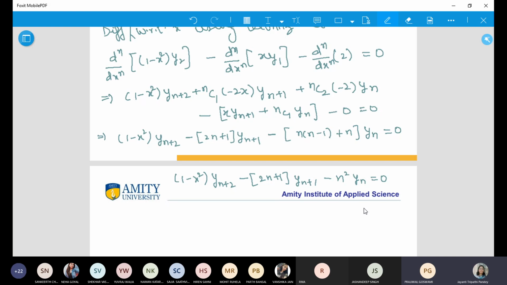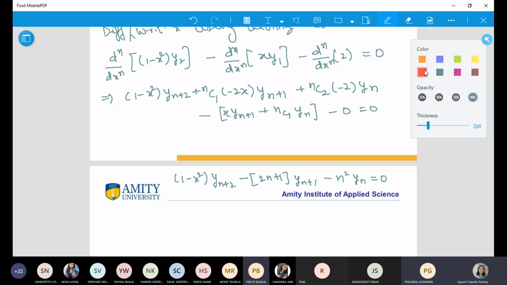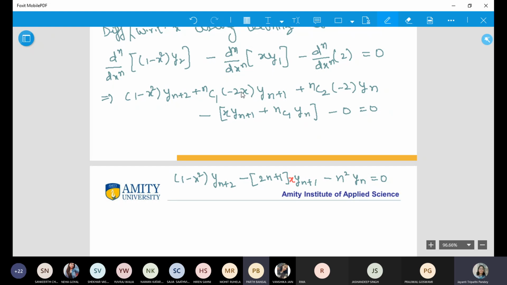If this is understood, I want to take one more question. And this question I'll start, but you will finish on your own. There is also an x there in the second term. Yes, I have missed this x. There is one x also.